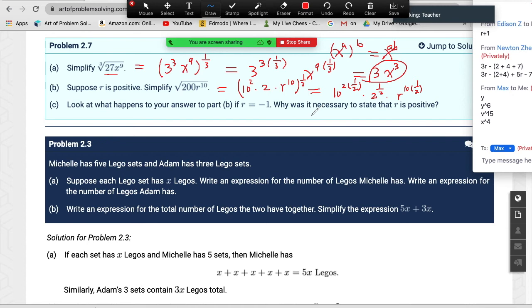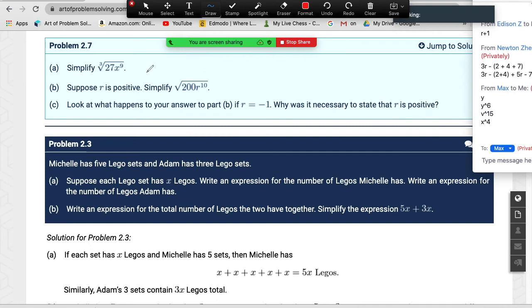Then you simplify this. The first term: 2 times 1/2 is 1. So 10 power 1, you don't need to write that 1, that's 10. Then 2 power 1/2 is root 2, right? Then r power 10 times 1/2 is power 5. So the correct answer for this one is this, right?